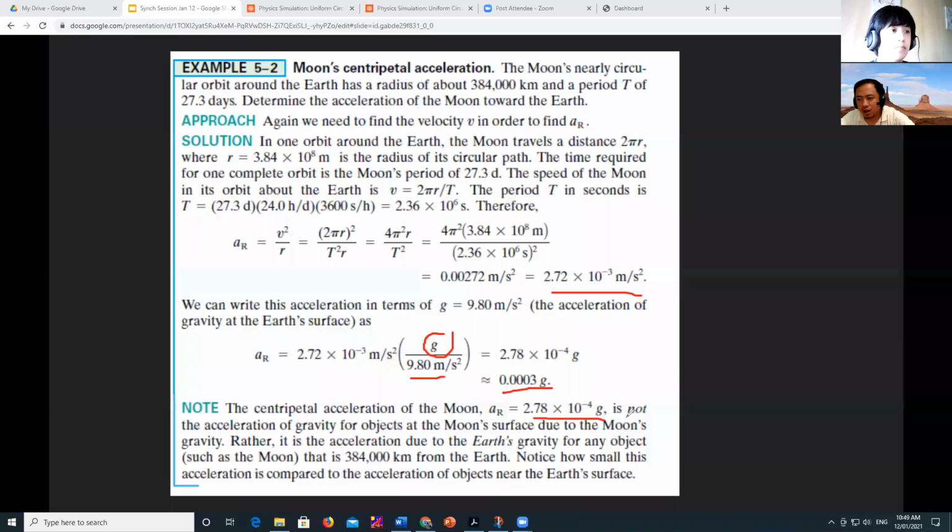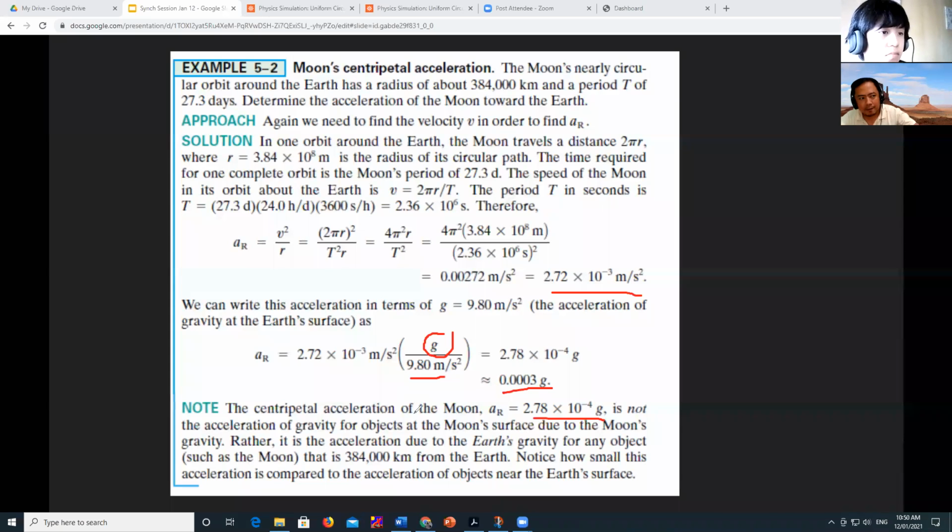So the centripetal acceleration of the Moon is very small. It is not the acceleration of gravity for objects at the Moon's surface due to the Moon's gravity. It is just centripetal acceleration, which does not make objects fall because of the Moon.